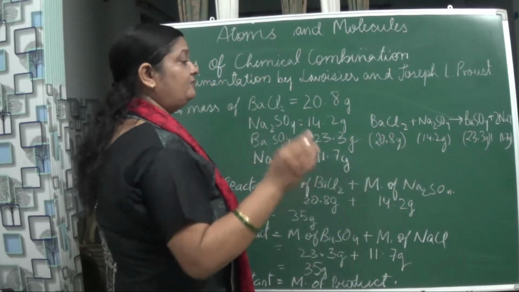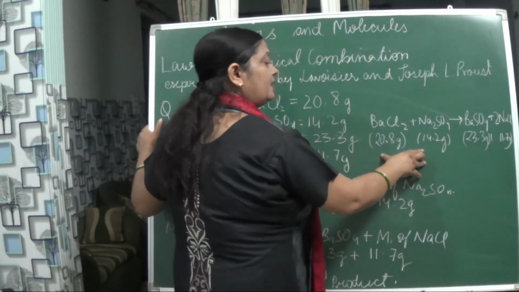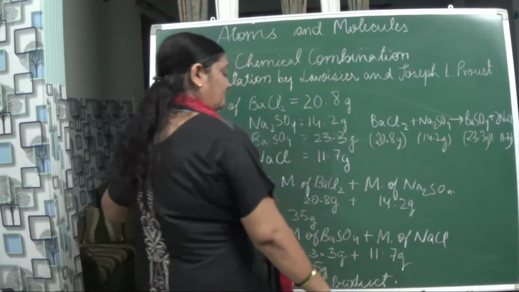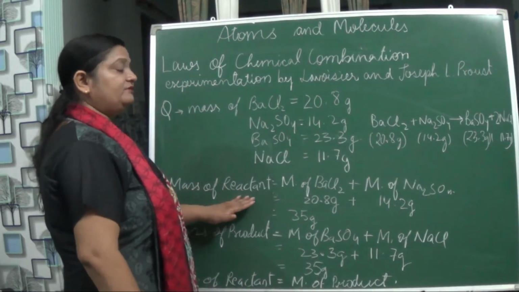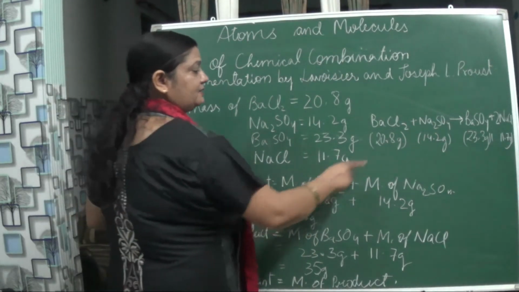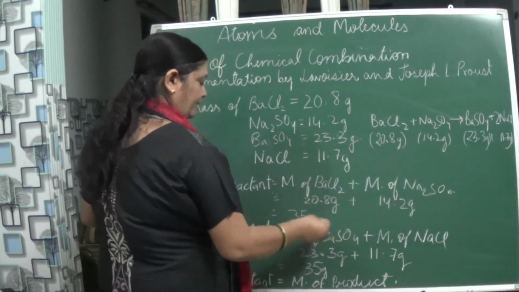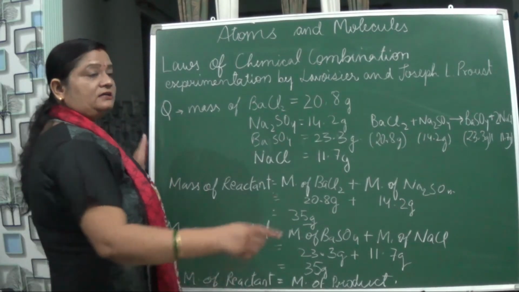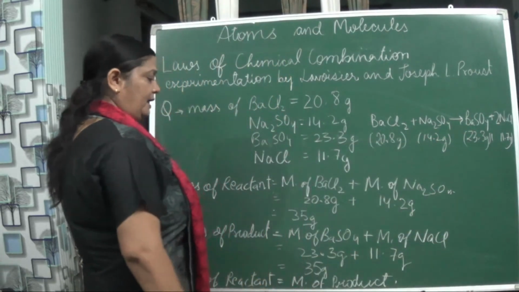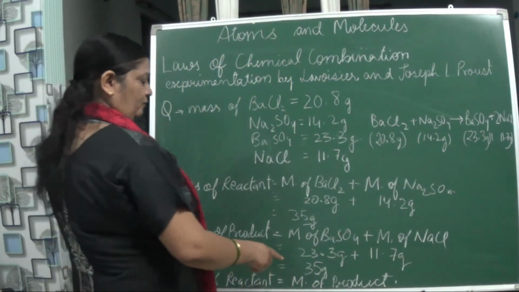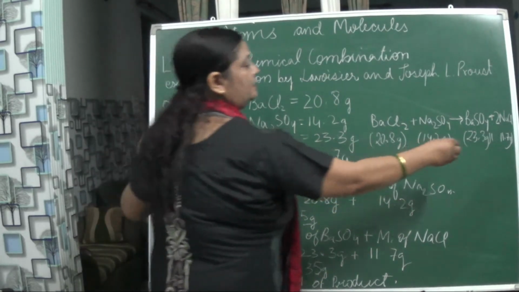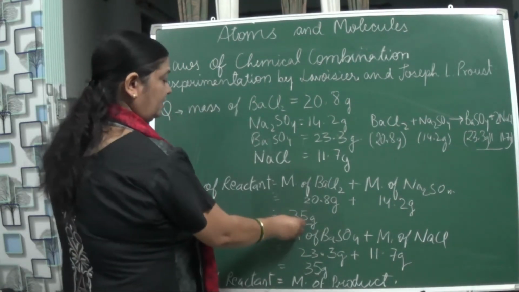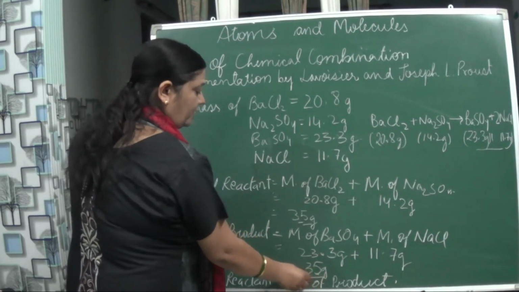We just have to add the masses of the reactants, and add the masses of the products. The mass of the reactants: 20.8 plus 14.2, and we will be getting 35 grams. Now the mass of the products are BaSO4 and NaCl. When we add it, we are getting 35 grams. So here the mass of the reactants is 35 grams, and the mass of the products is 35 grams.